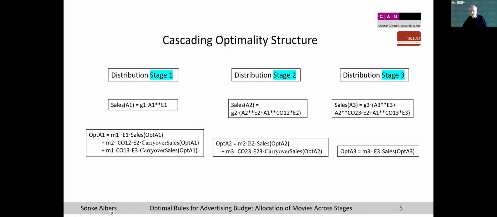And here for the third stage, we will have the carryover from the first to the second and from the second to the third. And then I can show that the optimal budget is given proportional to elasticity and the size of the stage, but also by the carryovers that also result in some carryover sales. So this is the structure.